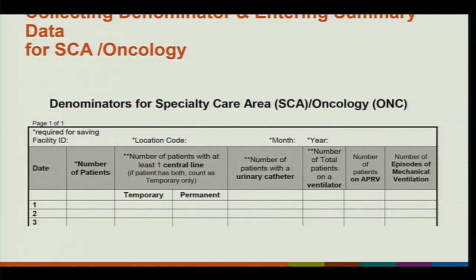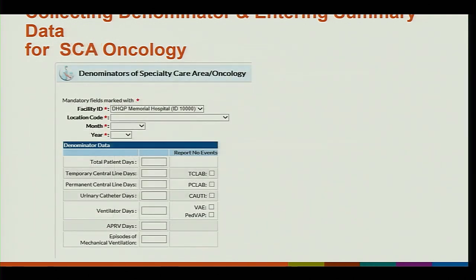Apologize for it being cut off at the top, but this is your denominator form for specialty care areas and your oncology areas. Please report the number of patients with at least one central line if a patient has both a temporary and permanent central line.